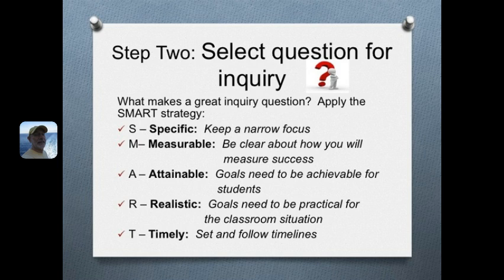S, representing specific. Keep a narrow focus for your inquiry. M, measurable. Be clear about how you will measure success. A, attainable. The goals need to be achievable for your students. R, realistic. The goals need to be practical for your classroom situation. And finally, T, timely. Set and follow timelines, both for yourself and for your students.